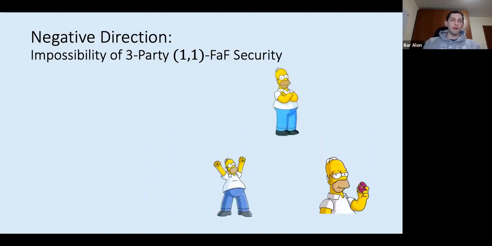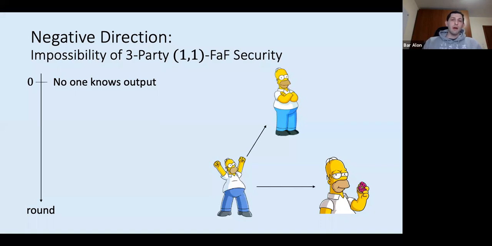So let me start with a very rough intuition of how the proof goes. So we have 3 parties, and let's put on the left the timeline of the rounds. So at round 0, before the parties start to interact, no one knows anything about the output. They haven't exchanged any information, so no one knows anything. Well, now they start interacting. So the first party now sends a message to the second party and to the third party. Now, after that, the second party sends its messages to the other 2 parties, and then the third party sends its messages, and so on. This happens one by one.